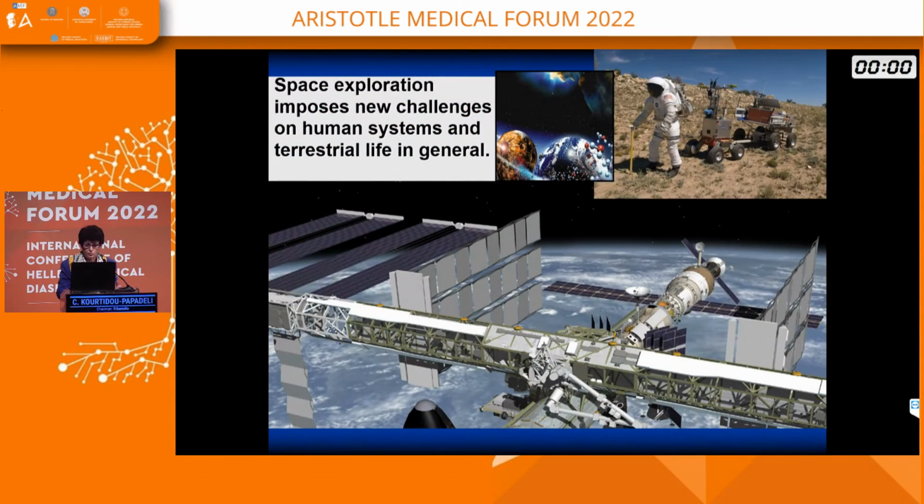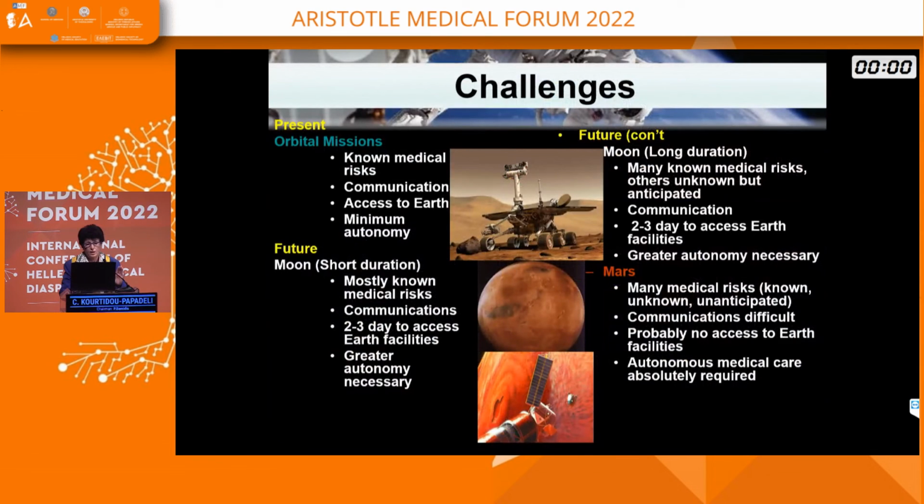So space exploration imposes new challenges on human systems and terrestrial life in general. So far we know, and we can go up to short missions to the moon. That's it from our technology. But we need to create more autonomy if we want to stay longer on the moon, and all the rest, communication, it's there. Most of the medical risk, the knowledge is there.